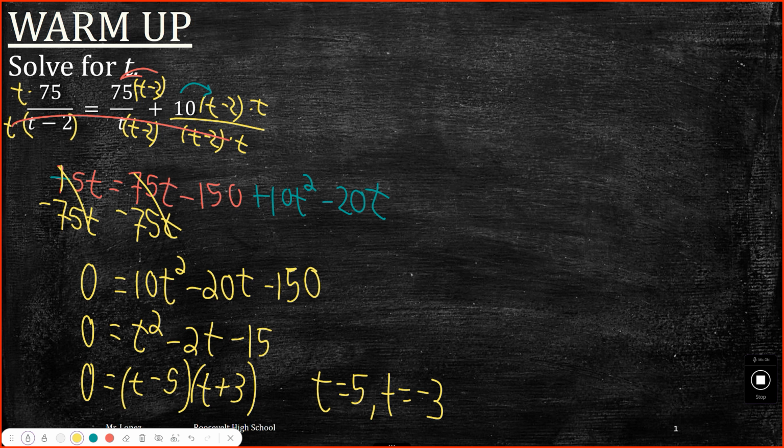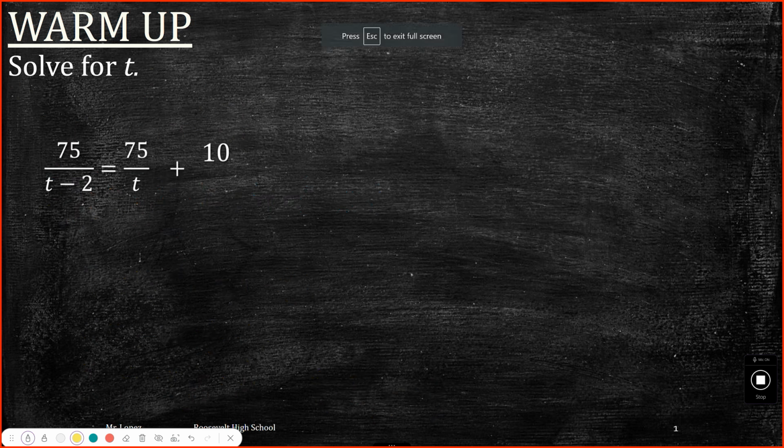So when you plug it in, make sure that when you go back to the original equation, it makes no 0 at the bottom. So if you plug in 5, minus 2 is 3, that's fine. The negative 3, no, there's not going to create a 0 at the bottom. So both are answers. Both are correct.